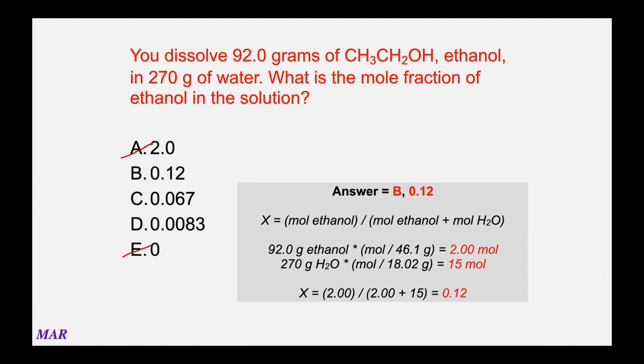Ethanol is about 46.1 grams per mole, so 92.0 divided by 46.1, 2.00 moles. And 270 grams of water turned into moles using 18.02 grams per mole, 15 moles of water. So mole fraction of ethanol, 2 over 2 plus 15, i.e. moles of ethanol divided by moles of ethanol plus moles of water, 0.12.